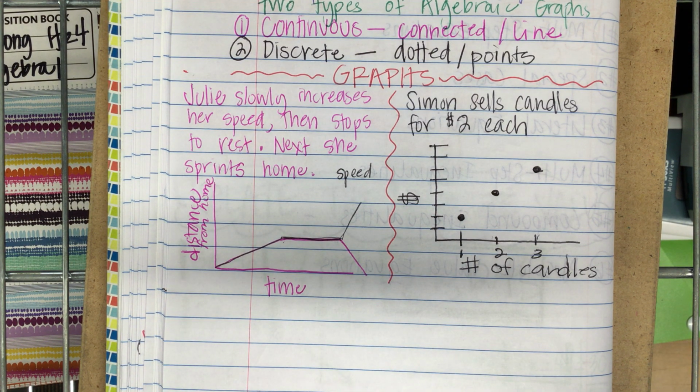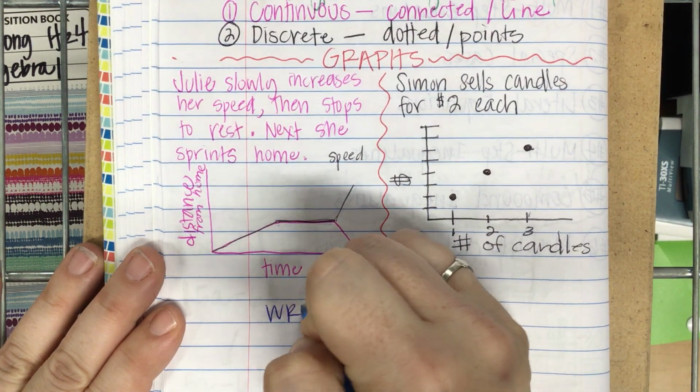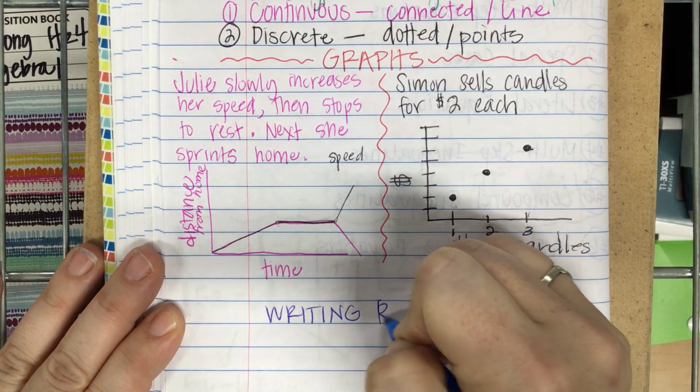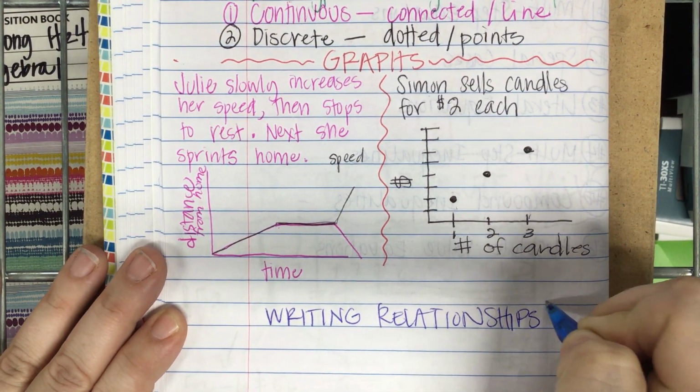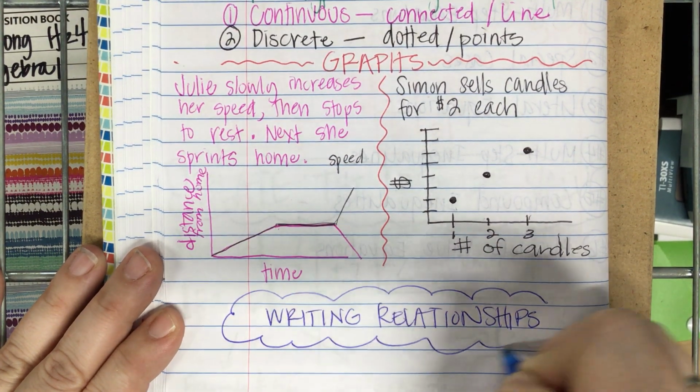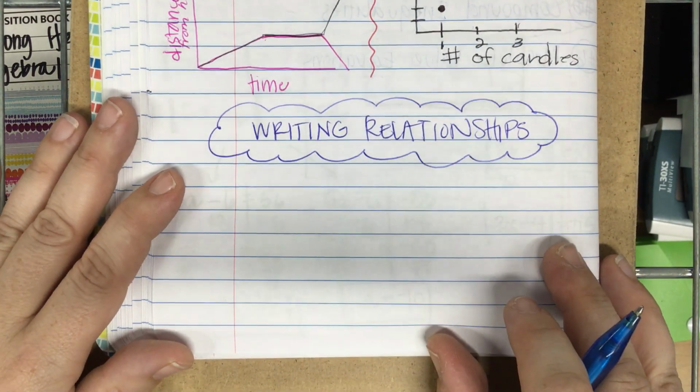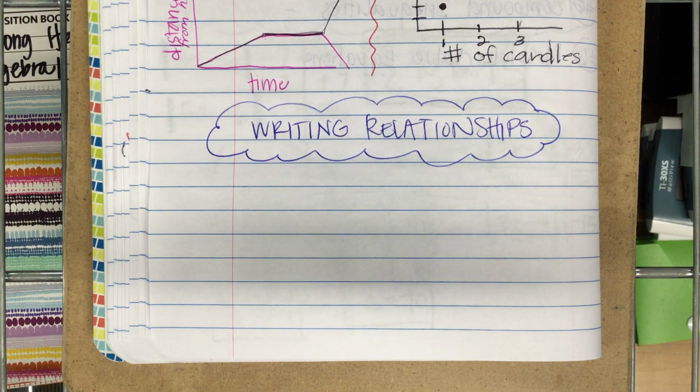So you have to really kind of sometimes think about this. What would this graph look like? All right, so then we have writing relations, or writing relationships. So you may be given the opposite. Instead of being given the story and having to create the graph, you may have the graph and have to create the story.